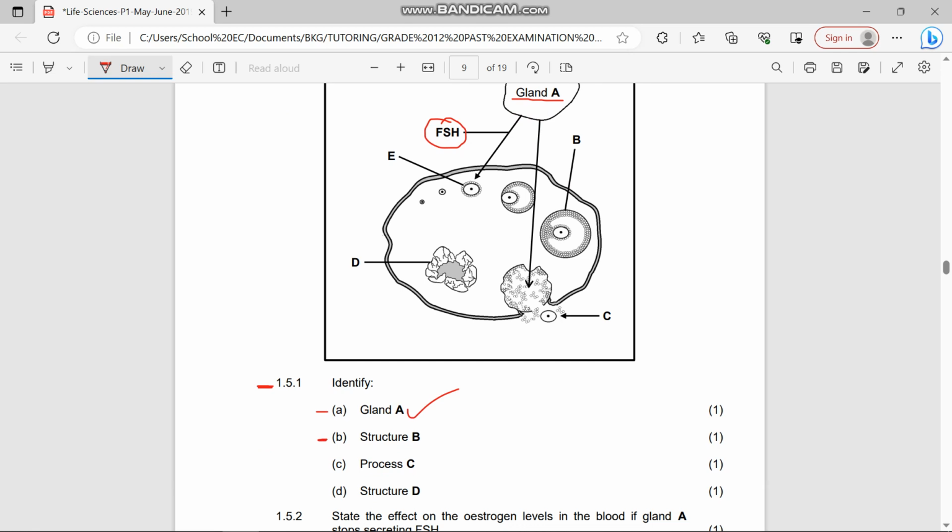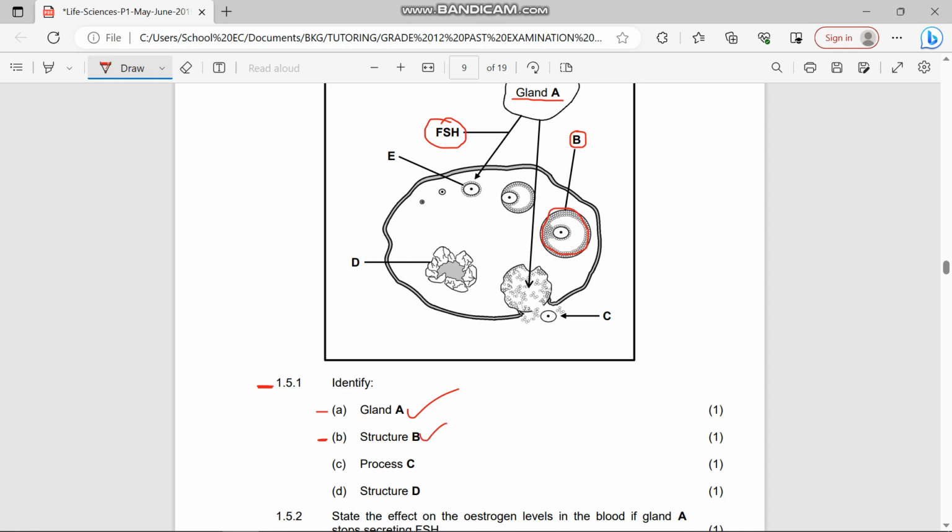So let's move to B. Identify structure B. What is structure B? You can see that structure B is the follicle, right? It's the well-developed follicle just before the release of the egg. So what's the name of that follicle? It's the Graafian follicle. That's structure B.